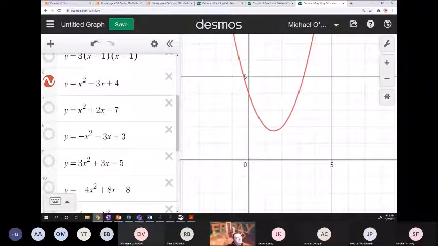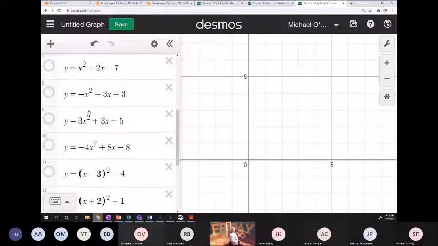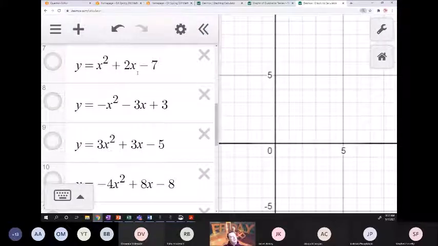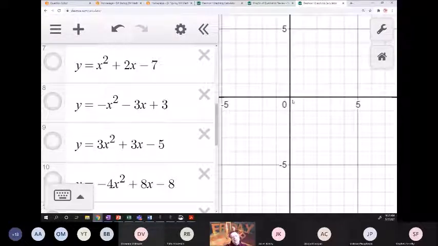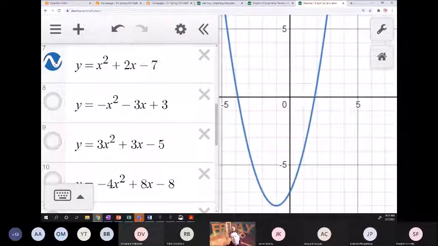Okay, let's look at this one here. X squared plus 7x minus 7. Think in your head, where are you anticipating the y-intercept to be? And is it going to go up or down? Put a y in chat if you were able to figure out where the y-intercept was going to be and if it was going to be up or down.